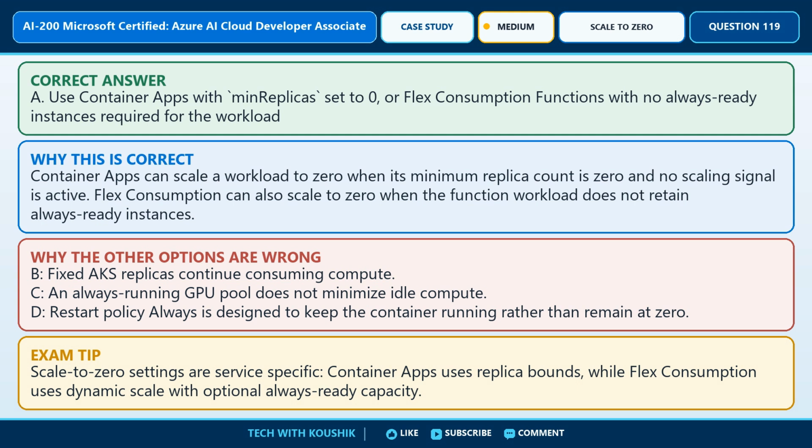Use this elimination rule in the exam. Scale to 0 settings are service-specific. Container apps uses replica bounds, while flex consumption uses dynamic scale with optional always-ready capacity.